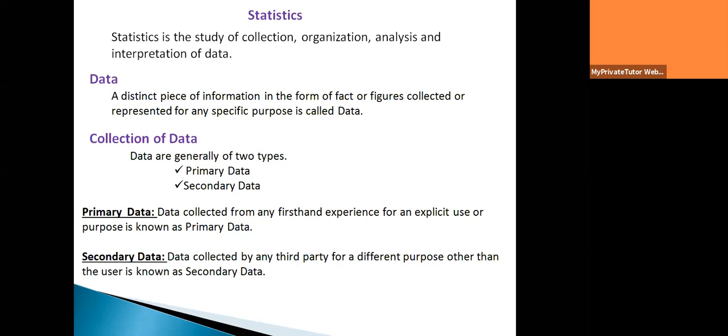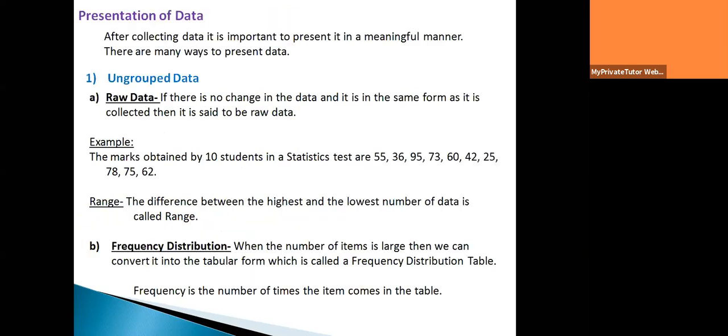For example, I am saying my name is Prakash. That's the primary data, because I said that I am that particular person. If another person says his name is maybe Prakash, then it becomes the secondary, because the third person is saying that. That's the basic difference, the basic example, guys.